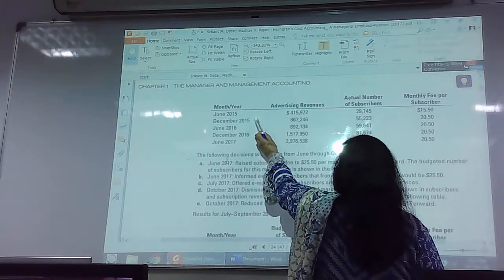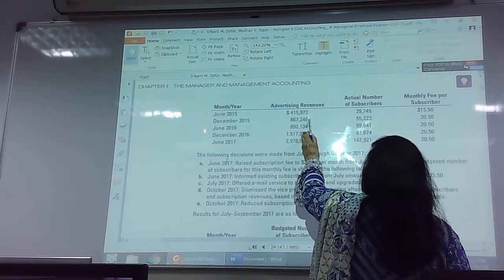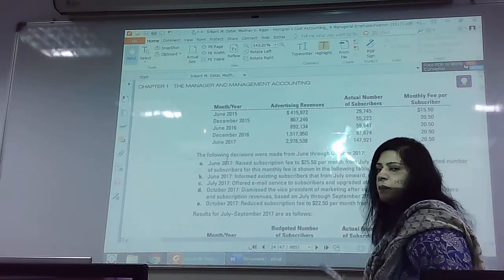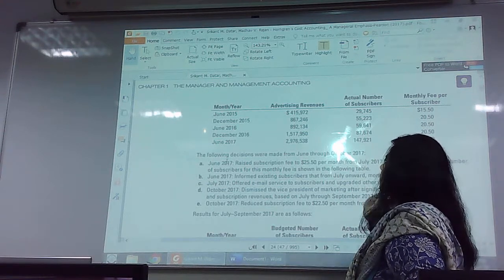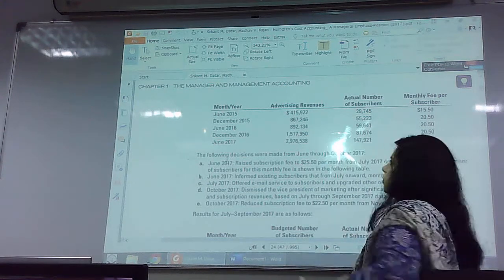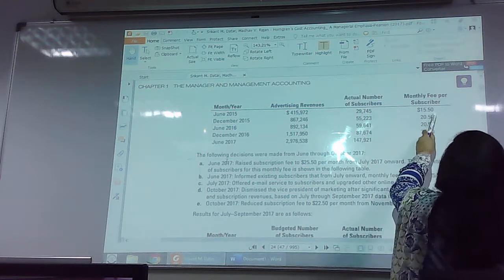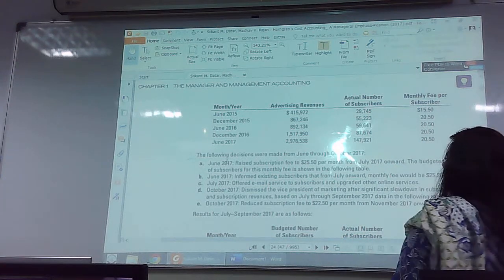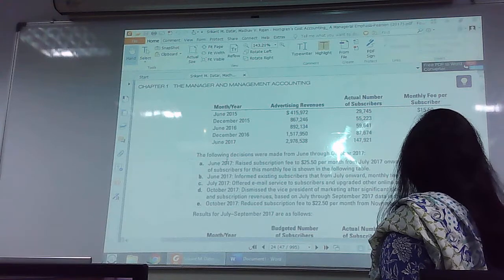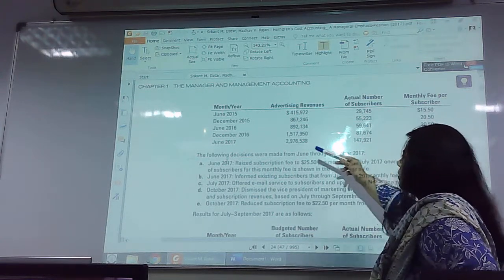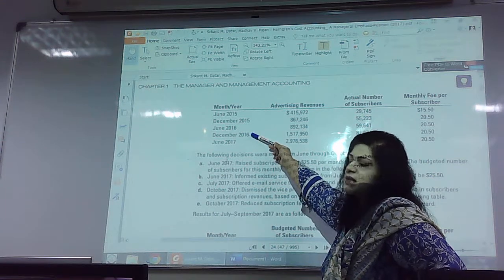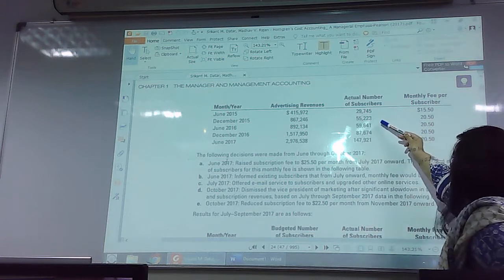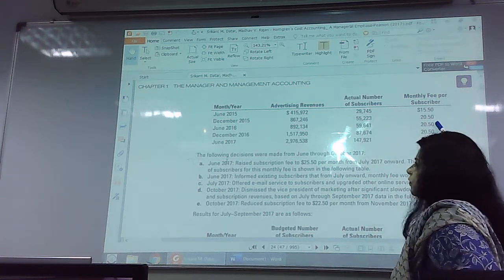In June 2015, the advertising revenues were $4,15,972. Actual subscribers, the number of people from whom they actually earned this revenue, were 29,745, and the subscriber fee was, so you multiply this to reach this, $15.5 per magazine or per subscription for whatever services they were offering. Now in December, after a span of 6 months, you can see that the revenue increased, partially due to increase in subscribers and increase in monthly fees. So both of these things.